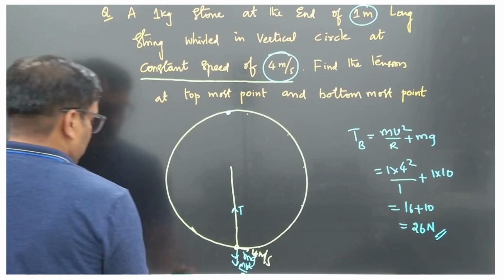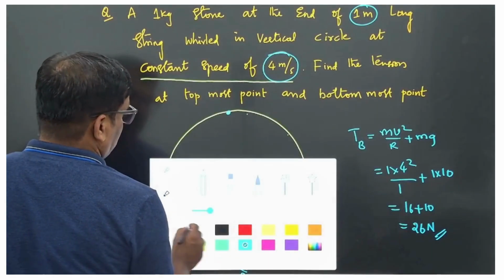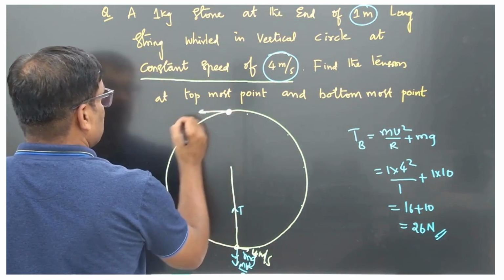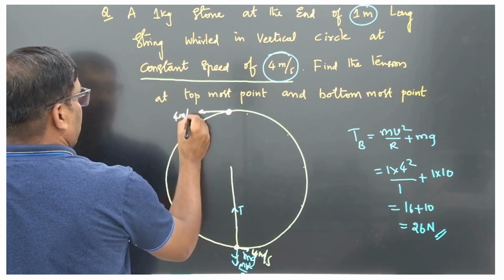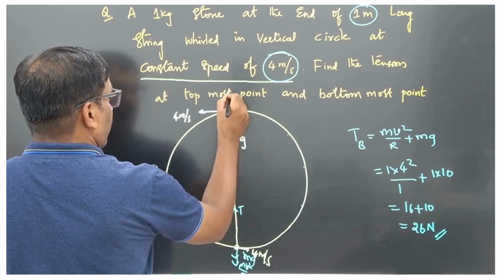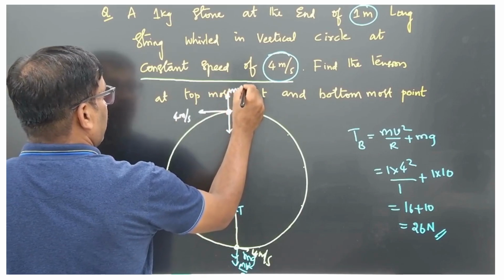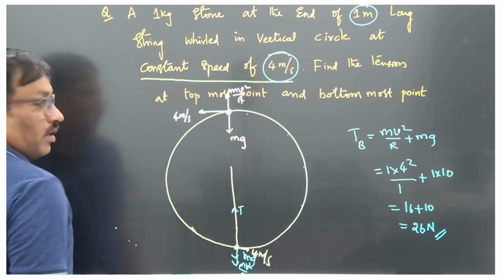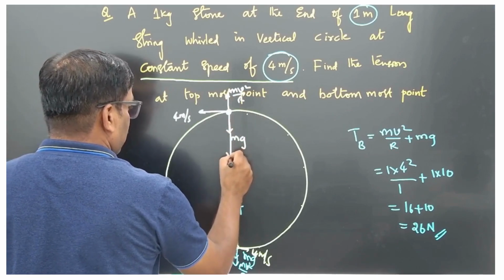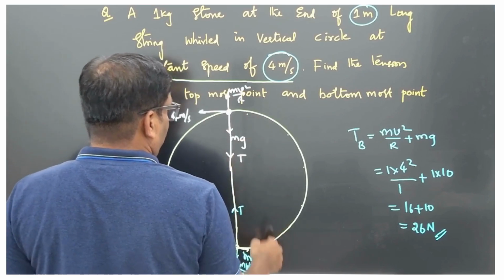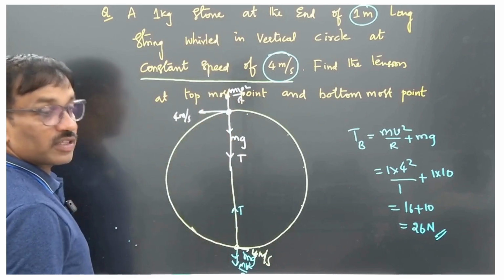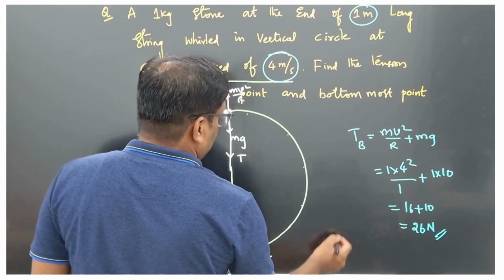Similarly, tension at topmost point. What will be the tension at topmost point now? Here also the speed is 4 meters per second. Therefore, downward it is mg and upward is mv square by r. Clear? So, we want to calculate the tension T here. So, what are the forces now? mg plus tension is balanced by mv square by r. Let us see here.